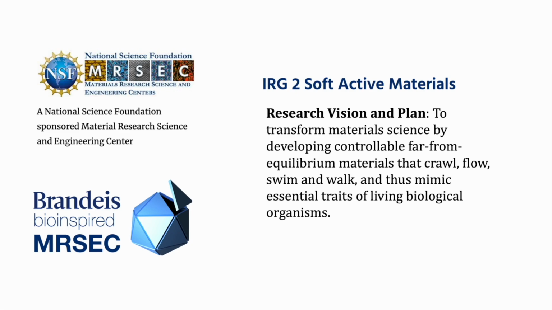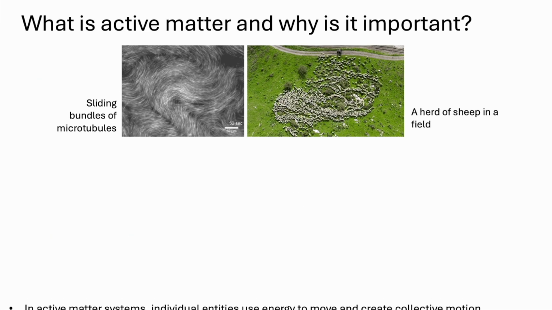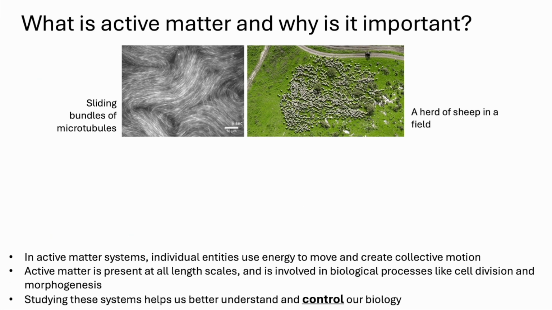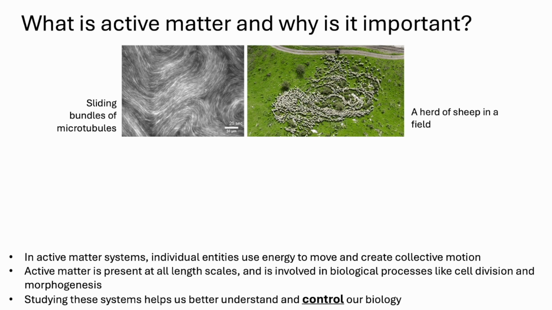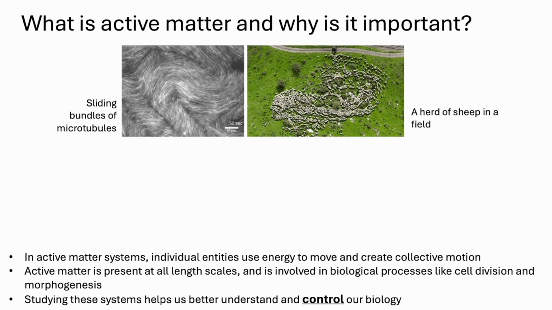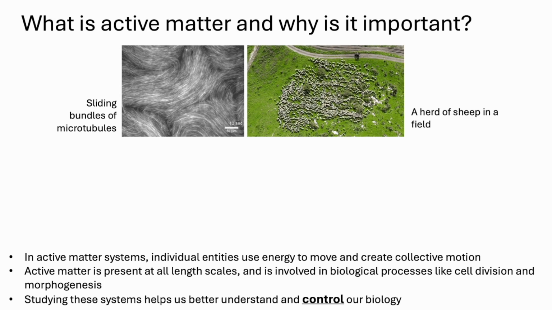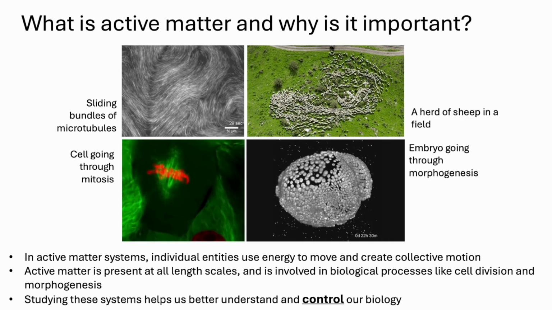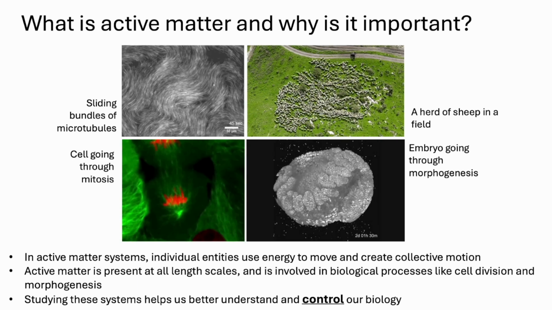As a part of the Brandeis MRSEC IRG2, we aim to control far from equilibrium active matter systems such that they mimic biological organisms. What is active matter and why is it important? In active matter systems, individual entities use energy to move and create collective motion. Active matter exists at all length scales and is involved in important biological processes like cell division and morphogenesis. Studying these systems helps us better understand and control our biology.